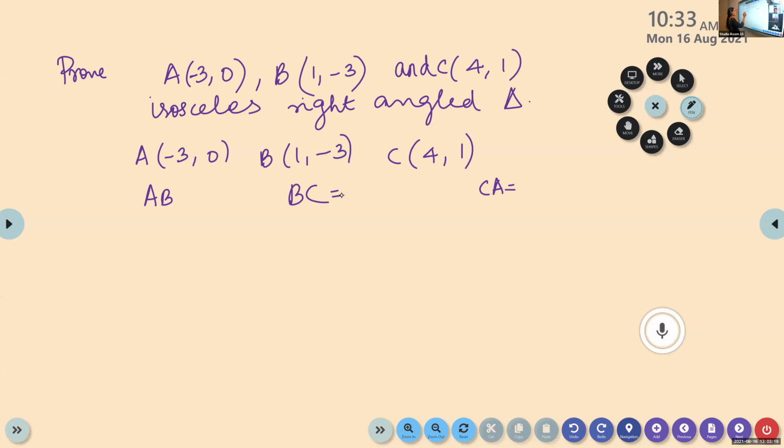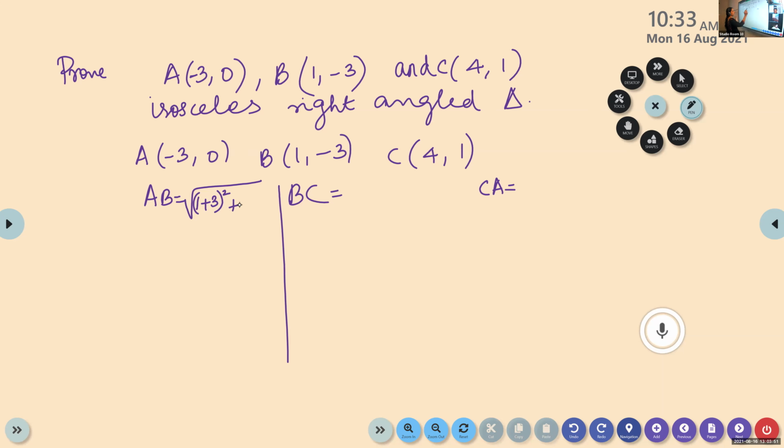Start doing. What is AB? It is root of (1 minus of minus 3), so it will become 1 plus 3, the whole square. I'm directly applying the formula, not writing that step again and again. If you are able to do this step, you can reduce it. 1 minus of minus 3, you can write 4 square. By practicing you can do it. If you can't, you write the step and proceed.